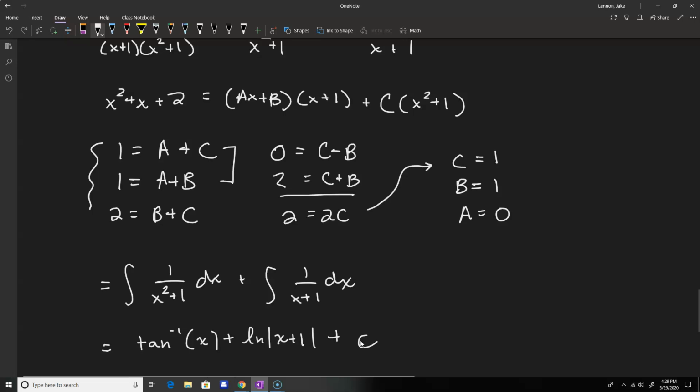And that is it for this example. So the only thing different, you had to include that linear factor, and we ended up solving a 3x3 system of equations to get the partial fraction decomposition.